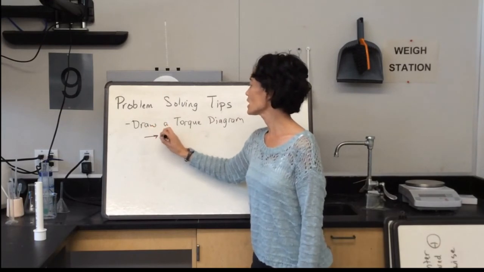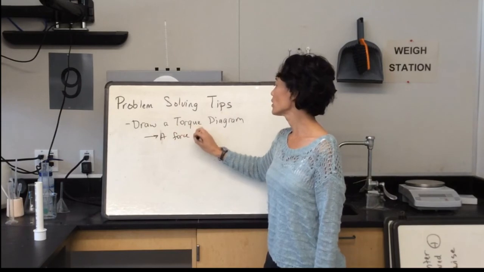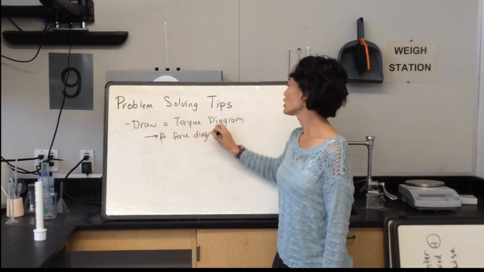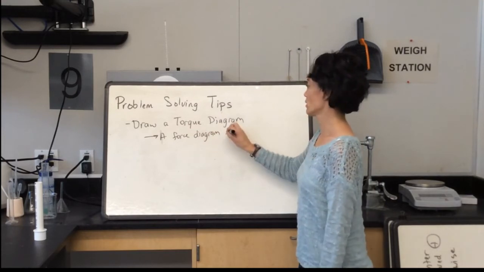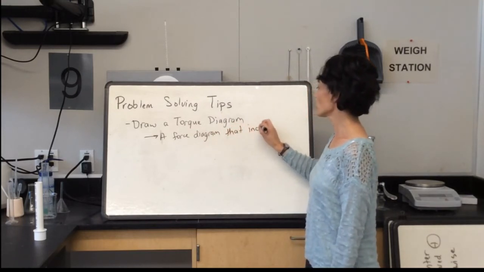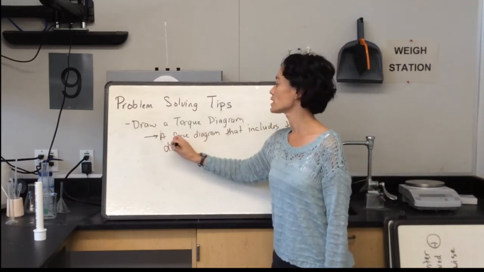So it's essentially a force diagram that includes the distances from a potential pivot point. So it includes the distance the force is from a potential pivot point.